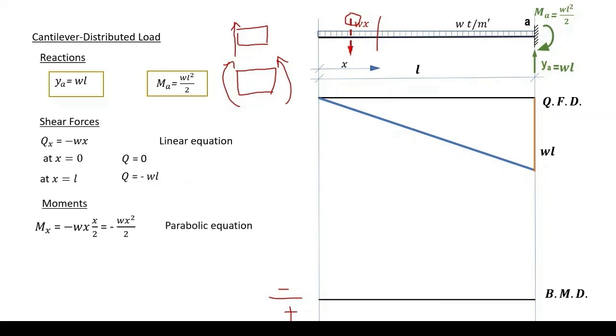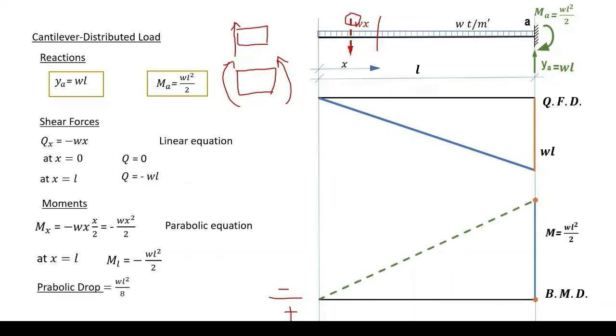So now we have a parabolic equation. At x equals L, we have a moment of minus WL squared over 2, which is really the value of the reaction MA. Just plot it and have this dashed line to drop a parabola of WL squared over 8, which is really the same drop of the simple beam discussed previously.